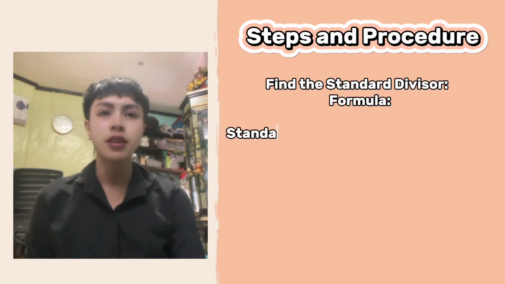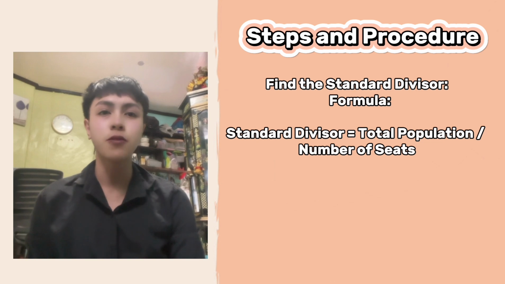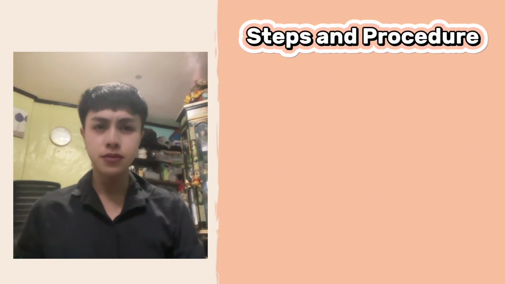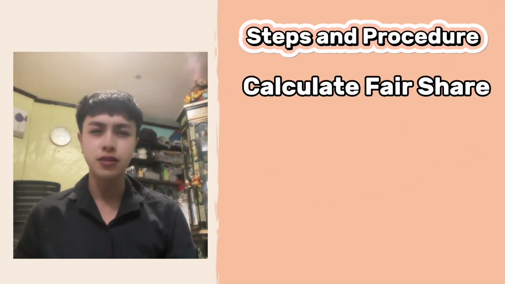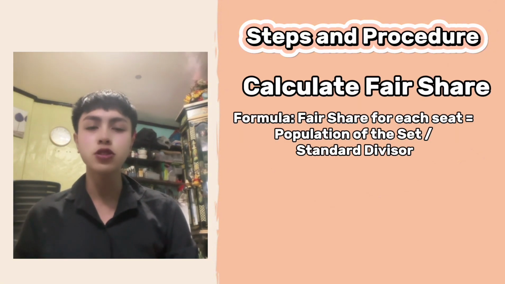Now let's move on to steps and procedures for calculating fair share using the standard divisor. Number 1. Find the standard divisor. Formula: standard divisor equals total population divided by number of seats. Next is to calculate the fair share. The formula would be fair share for each set equals population of the set divided by standard divisor.